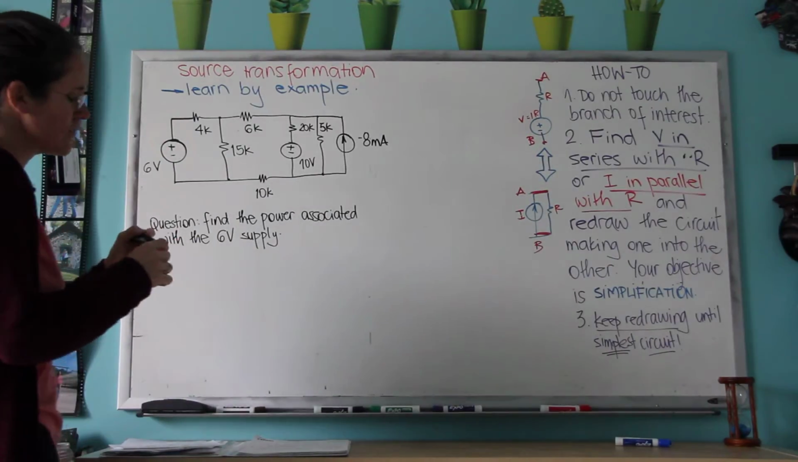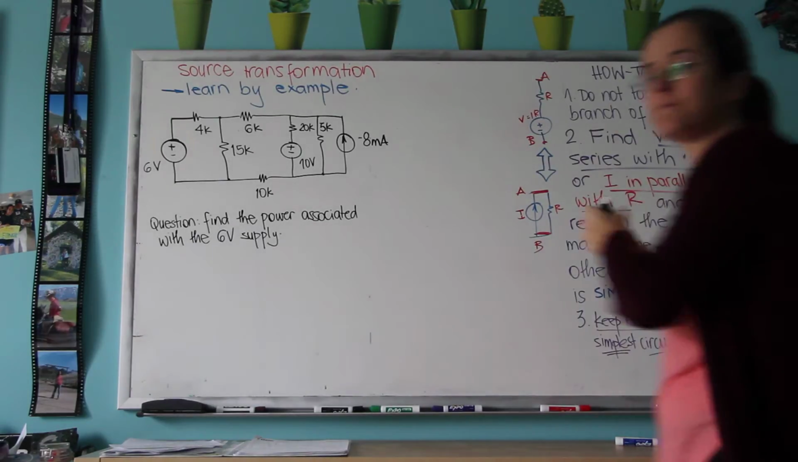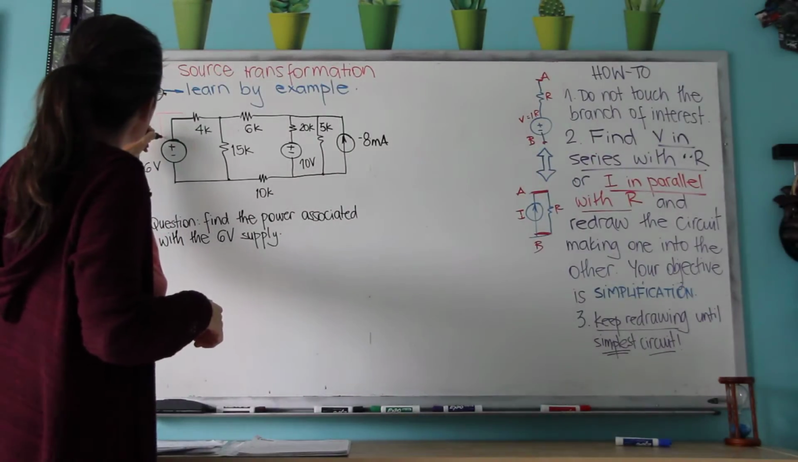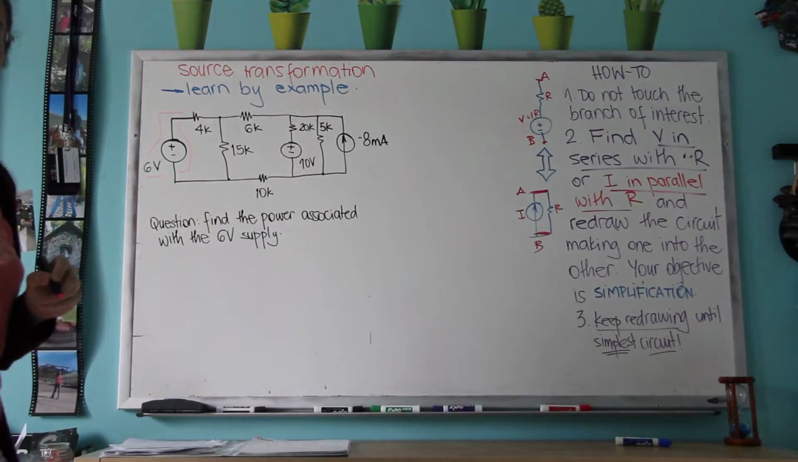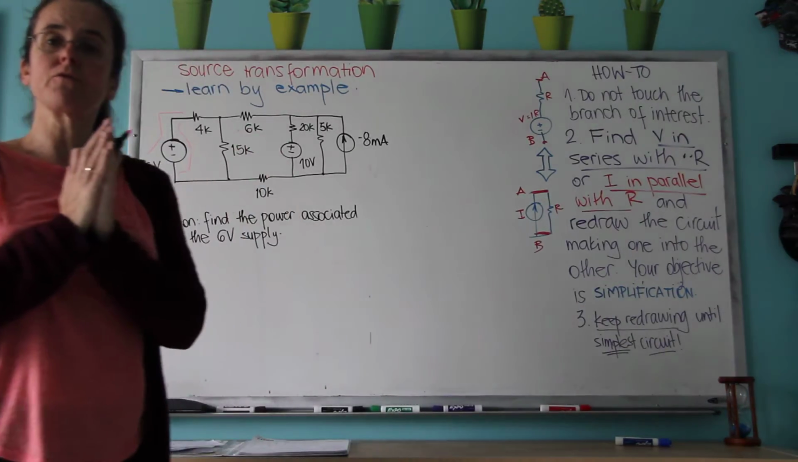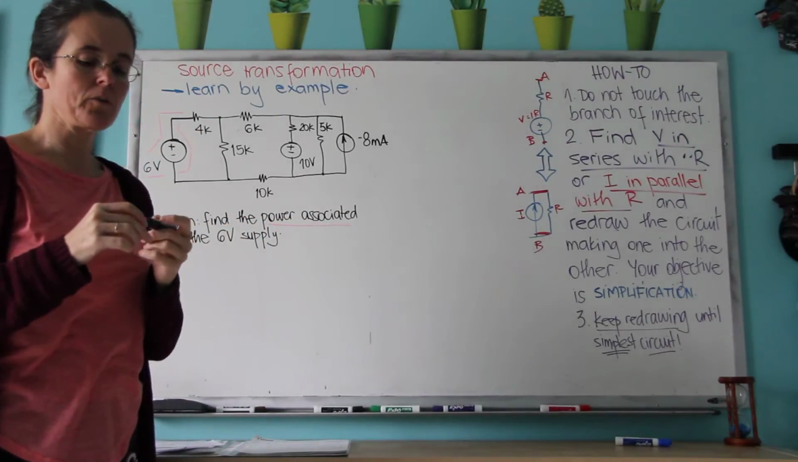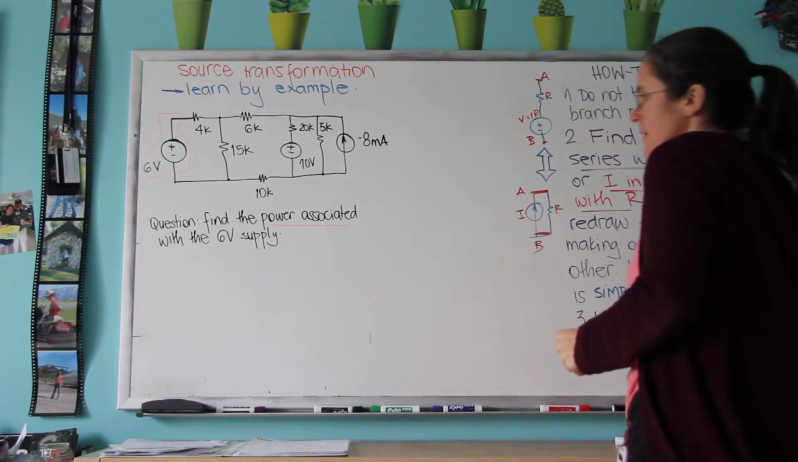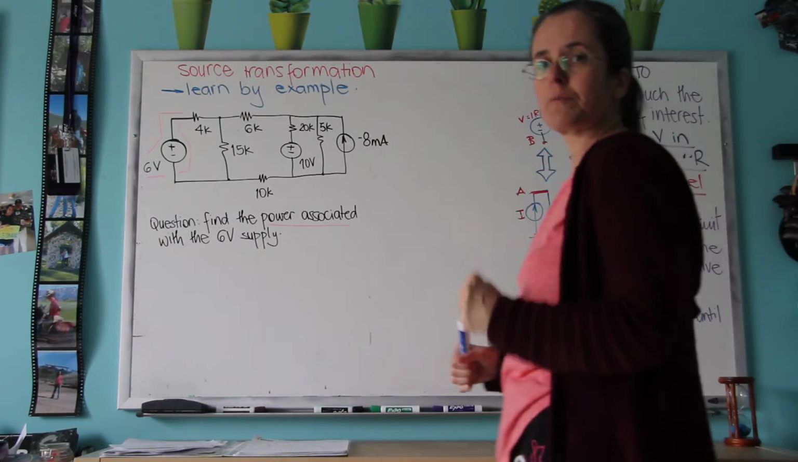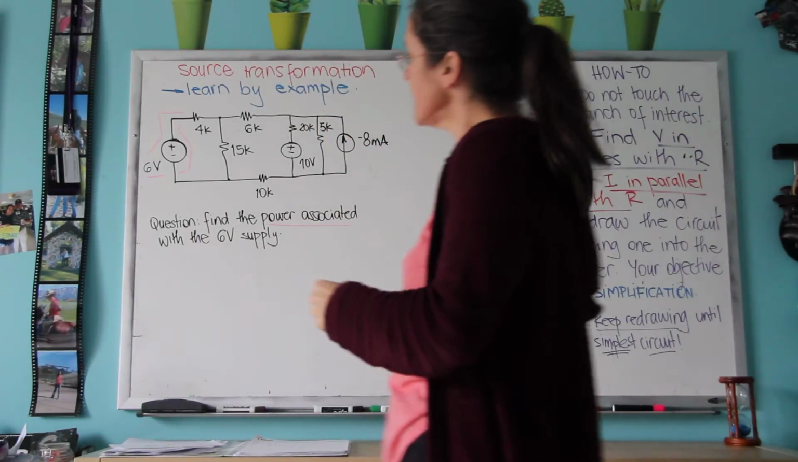So this 6 volts power supply is the main question here, so I'm not going to touch it. This is the supply. It's going to stay there in all my drawings because I'm interested in the current through it. Actually, the question is the power associated with it, which means the voltage times the current to find the power. In source transformation, I'm trying to draw the circuit over and over again, simplifying it.